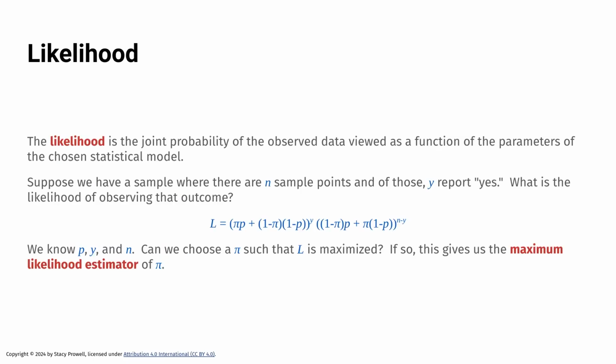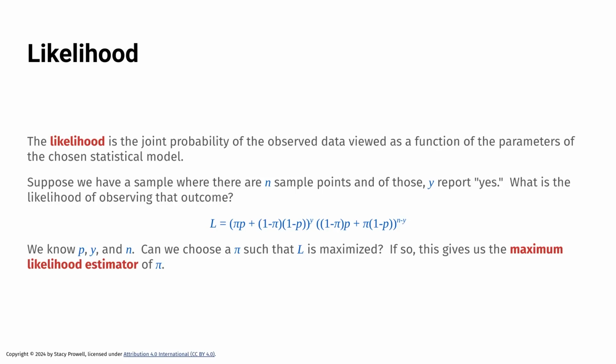We can then talk about things like likelihood. Okay? The likelihood is the joint probability of all the observed data we see, viewed as a function of the parameters of the statistical model. So we can say, how likely is this particular outcome given a particular value of pi?